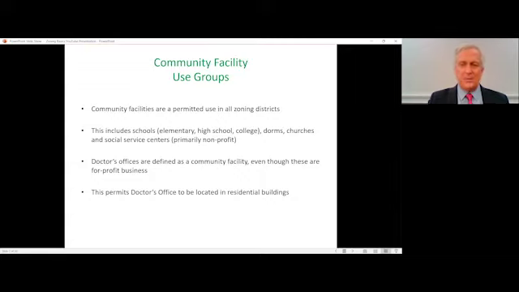So you might ask yourself, why are there doctor's offices in community facility use groups? And the reason is that they wanted doctor's offices and hospitals to be permitted to be built in residential districts. They wanted to make sure that if they put doctor's offices and hospitals in the commercial use group, then you couldn't build them in residential districts. So they put them in the community facility use group, which means that you can build them in residential neighborhoods so people have easy access to their doctors.